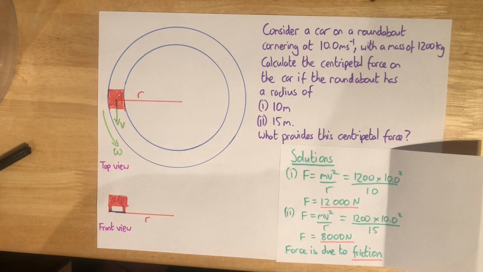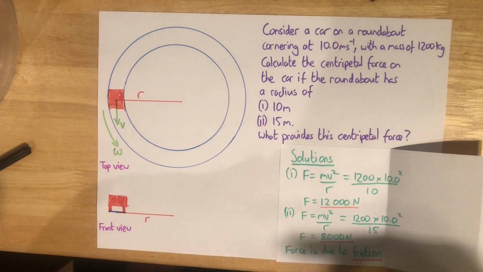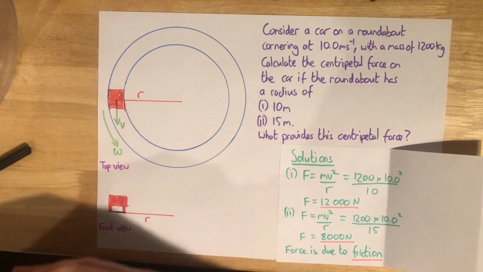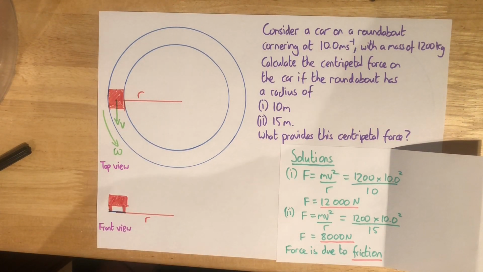A classic example is dust on a record, an old record player going round. As the record goes around, the dust will tend to gather towards the edge of the record, because close to the centre there's not enough friction to hold it. But as it moves out, it will have enough friction to hold it in its circular motion as it goes around. Okay, so that's really important as a concept to consider as we move forward.